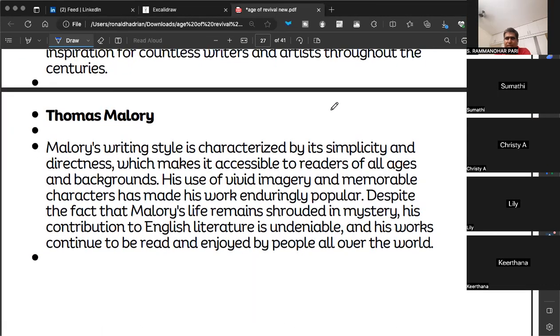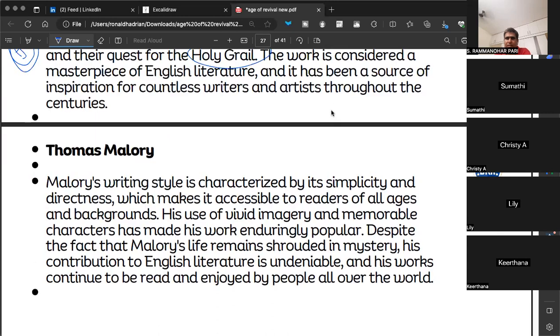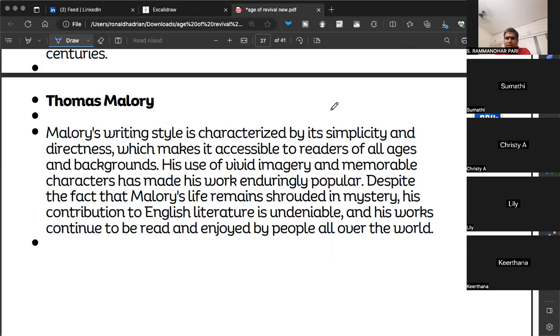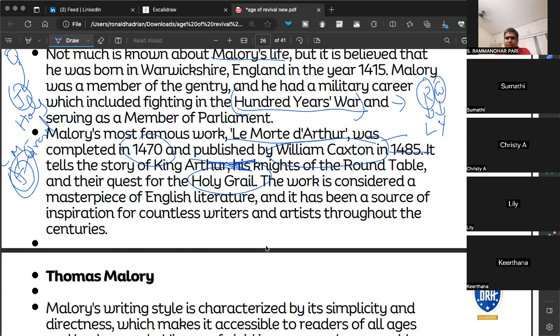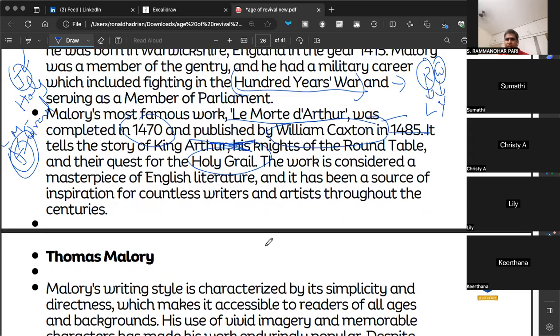1470, 1485, he got it published. But we don't know about his other life history and all. So remember, Thomas Mallory comes itself, you should start remembering Arthur Tales, Tennyson, Matthew Arnold, the other legends of Arthur, Edmund Spencer, everything should be connected in your mind. Okay. Clear? Shall we go to the next one?